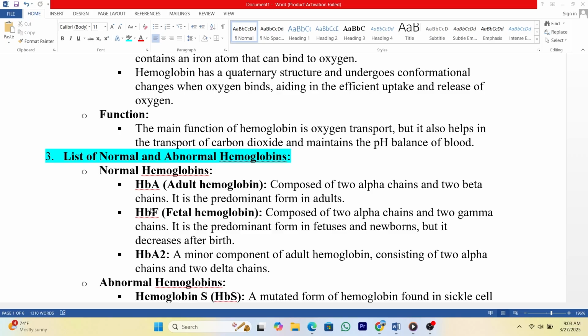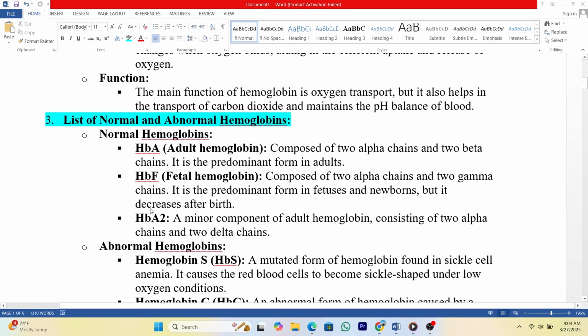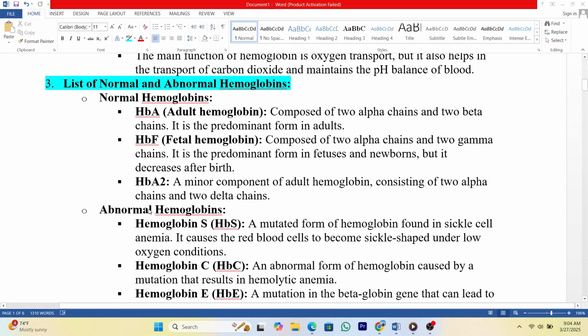3. List of normal and abnormal hemoglobins. Normal hemoglobins. HbA. Adult hemoglobin composed of 2 alpha chains and 2 beta chains. It is the predominant form in adults.